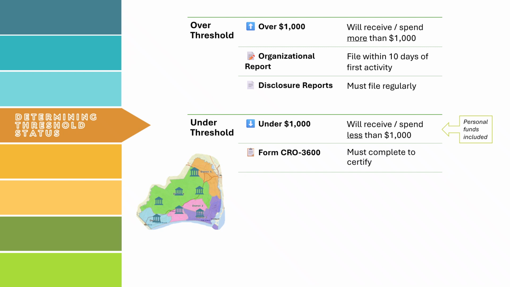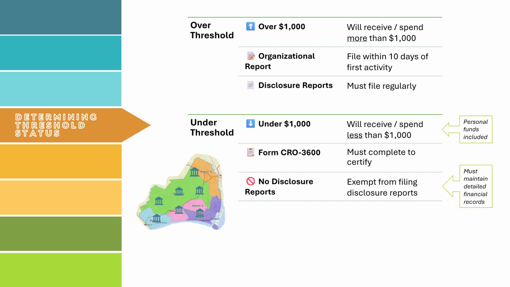This declaration can only be made when initially filing for office and at the beginning of an election cycle. Once that's filed, you're exempt from filing disclosure reports, but you still need to maintain detailed internal records of all contributions and expenditures. So what happens if you cross the $1,000 threshold?